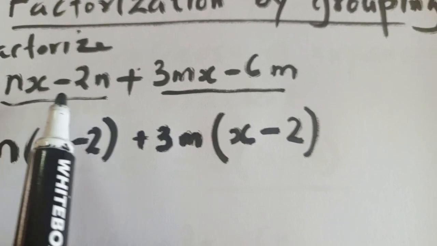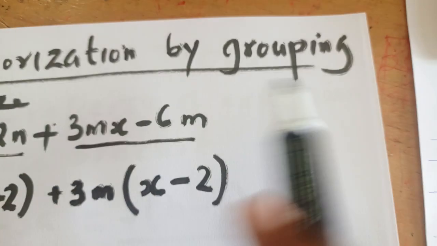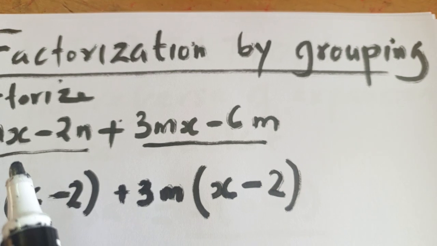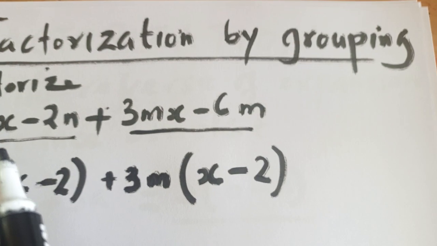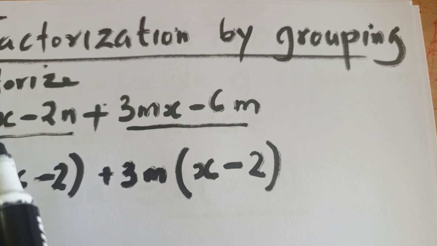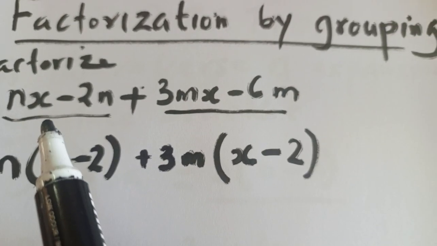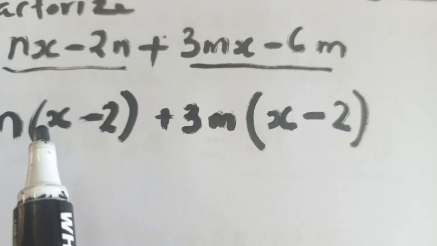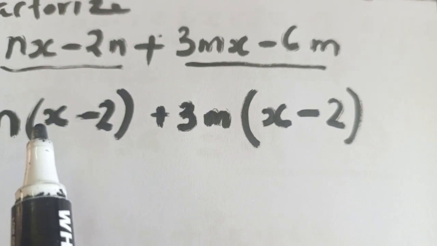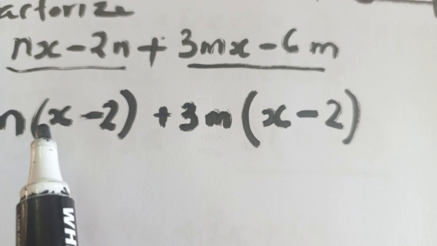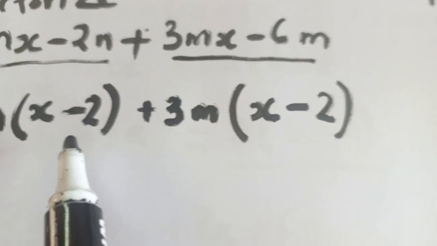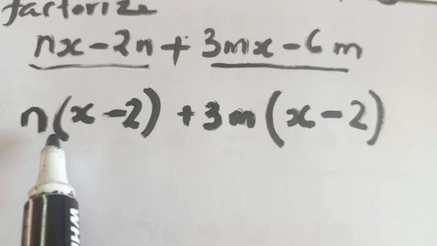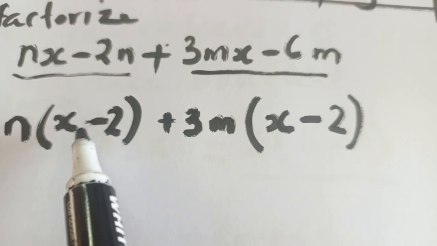So you see, what we said is we pair. The procedure is pair or group. Grouping here means putting in pairs. When you hear factorization by grouping, the groups comprise two terms. So we have these and these. And then after grouping, you look for a common term, factor, or factors, and then factorize. You introduce the bracket. So in the first case, the common factor is n, so we have n into x minus 2.